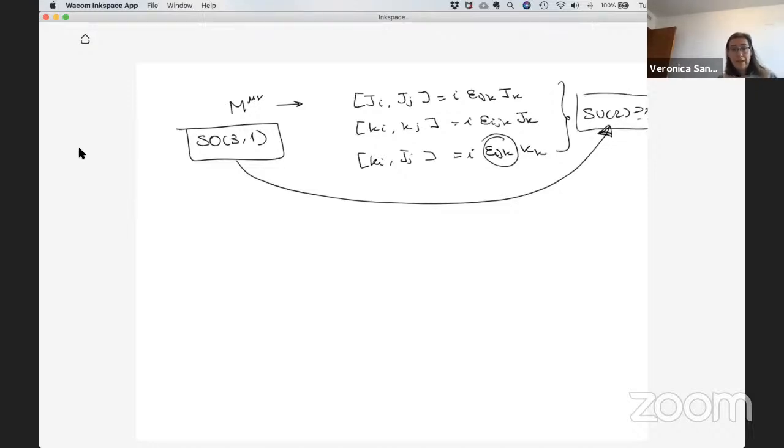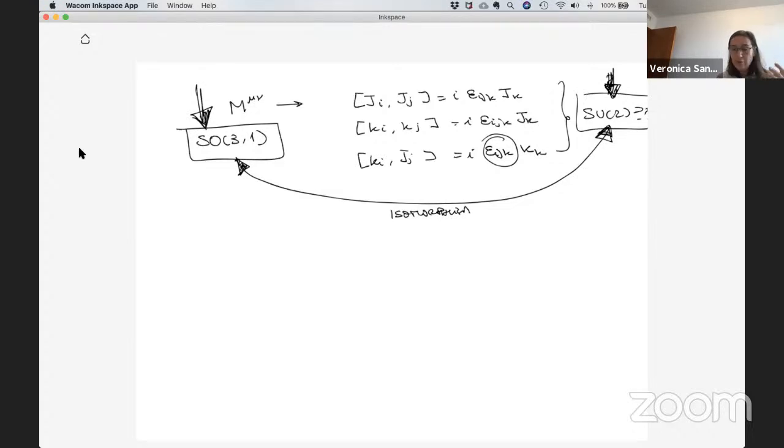So what is going to happen is that when we want to write particles of spin, in a particular representation of SU2, that are consistent with the symmetries of space-time, we are going to have to take into account this relation. We are going to use this similarity, this type of isomorphism between some SU2s and SO(3,1).